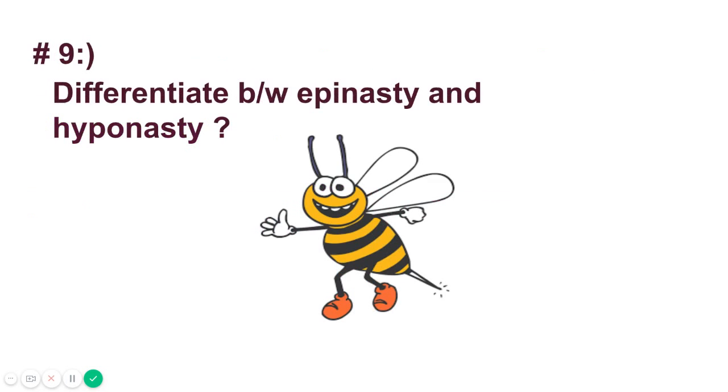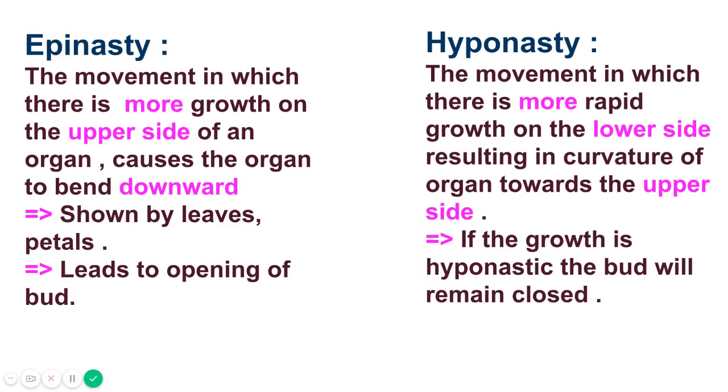Question number 9 is differentiate between epinasty and hyponasty. Students, you can remember it like epinasty, the movement in which there is more growth on the upper side. Epi and upper, they both are rhyming. So you can remember it, there is more growth on the upper side of an organ, it causes the organ to bend downward. On the other hand, hyponasty is the movement in which there is more rapid growth on the lower side. It results in curvature of the organ towards the upper side. So epinasty, more growth on the upper side, and hyponasty, more growth on the lower side.